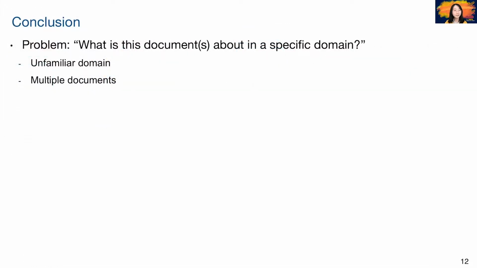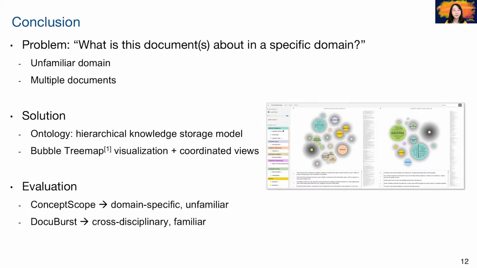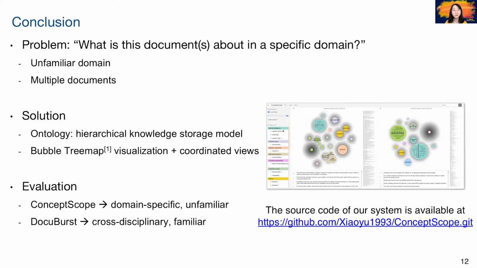To wrap up my presentation today, we try to answer the question that what is this document or multiple documents about in a specific domain? To answer this question, we take use of ontology and Bubble Treemap visualization, as well as multiple coordinated views to create this prototype system called ConceptScope. According to our between-subject user study, we find that our tool is especially useful for visualizing domain-specific and unfamiliar documents for users. The source code of our system is available here at GitHub.